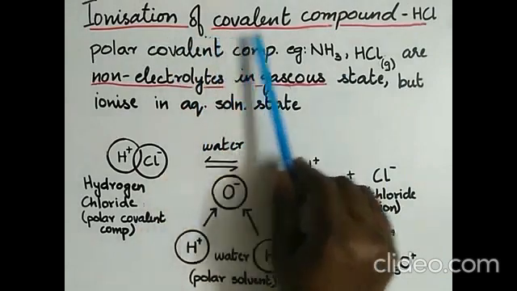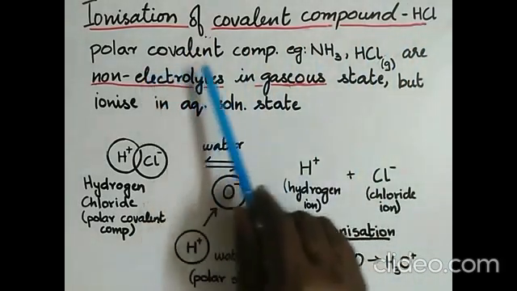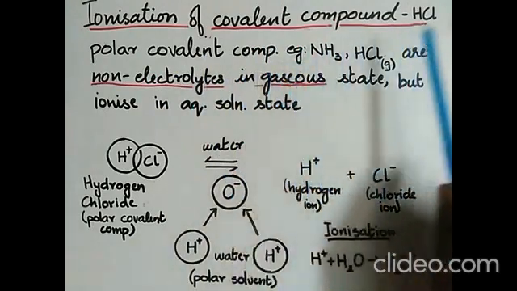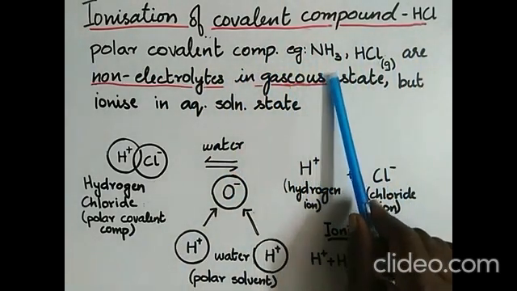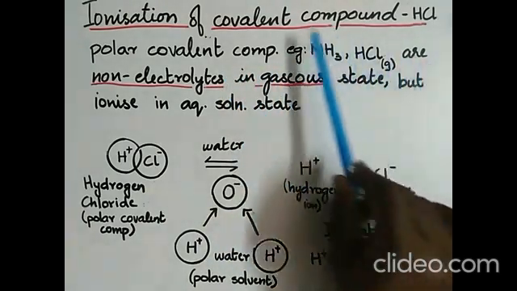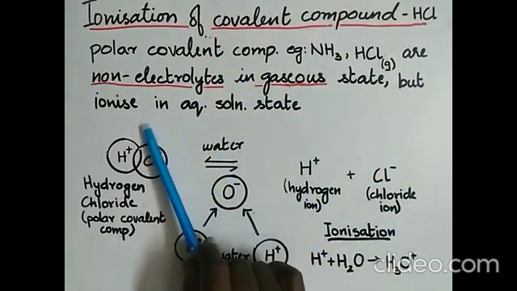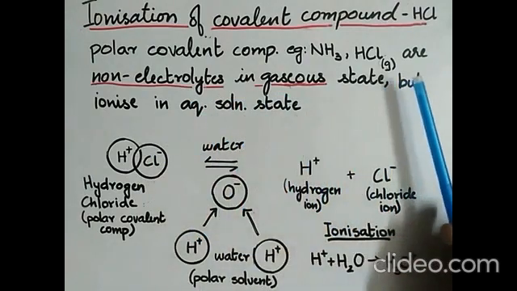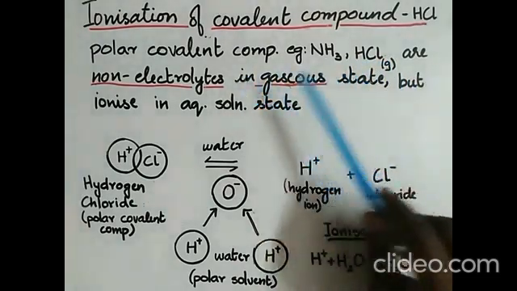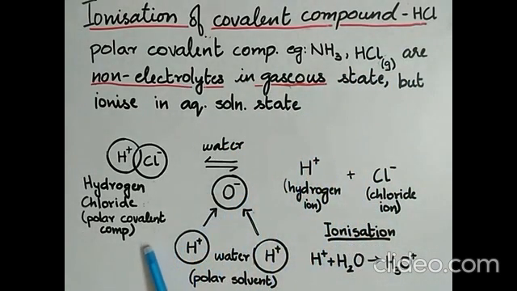Next is ionization of covalent compounds. Example, hydrochloric acid. Hydrochloric acid is a polar covalent compound. Not all covalent compounds will undergo ionization. Only polar covalent compounds will undergo ionization. For example, we have ammonia and hydrogen chloride gas as polar covalent compounds, but in the gaseous state, they will not undergo ionization. They are non-electrolytes in the gaseous state, but will ionize in aqueous solution. When dissolved in water, they form a solution of hydrochloric acid and ammonia solution, and will undergo ionization only in the aqueous solution state.